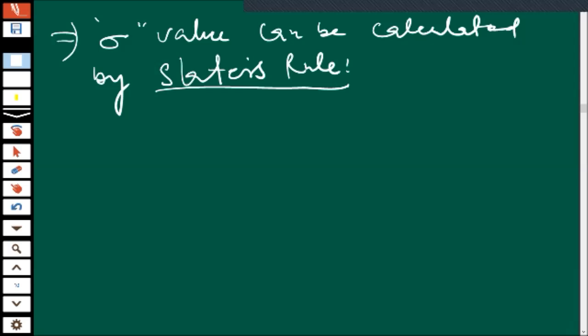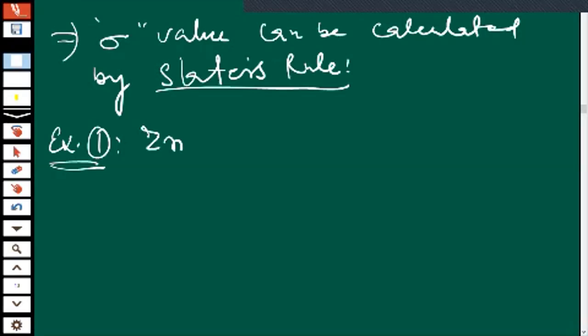But before writing all the formulas and everything of Slater's rule, first I will make use of it. Try to understand. First I will use it, and then I will write the points of Slater's rule. If you use it, you can write them yourself also. I will explain Slater's rule with the help of an example. Example 1. I am just considering zinc.